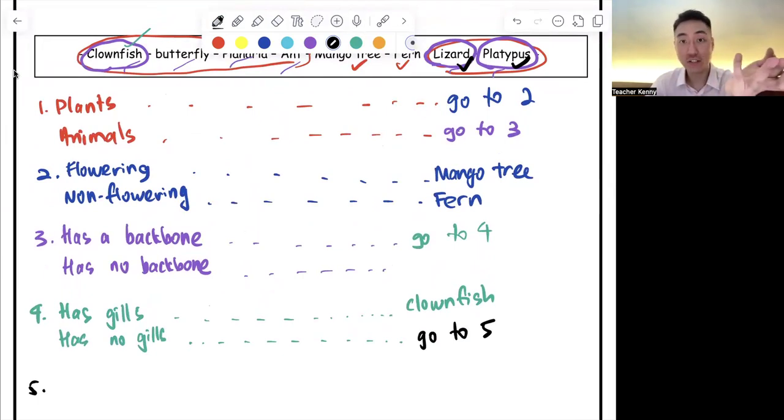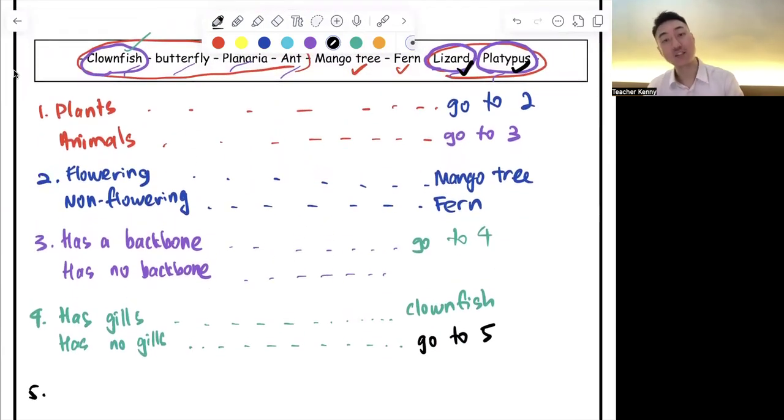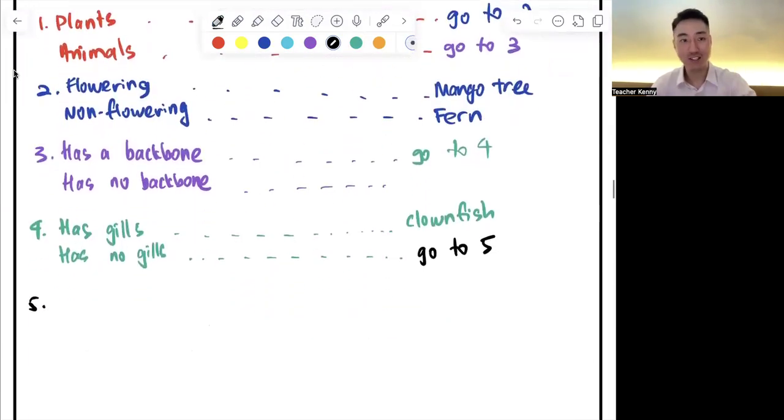Mammals have fur. Very good. Lizard is not furry. Imagine a hairy lizard. So there's no fur. So you can put has fur and has no fur. Understand? It's just yes, no, yes, no, yes, no. So body covered in fur or body is not covered in fur. That's all. Okay. Has fur.